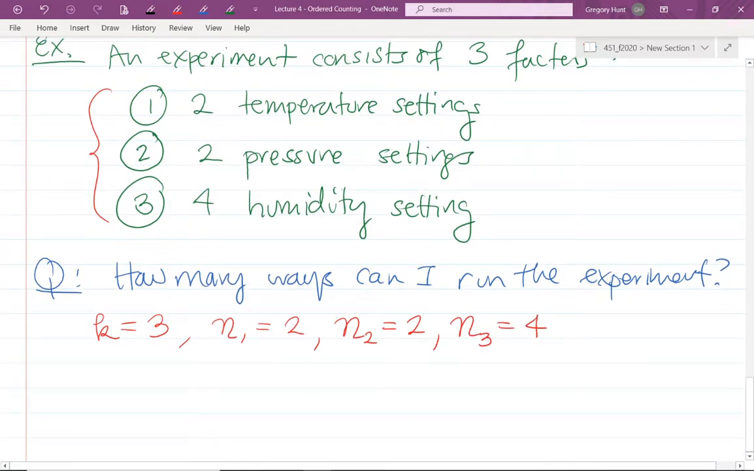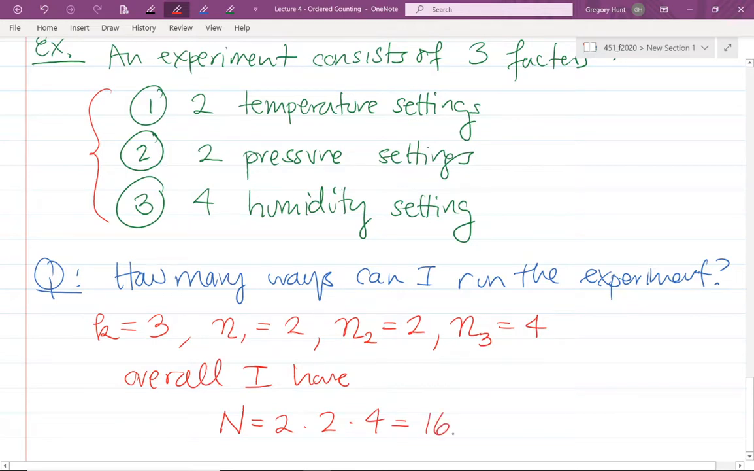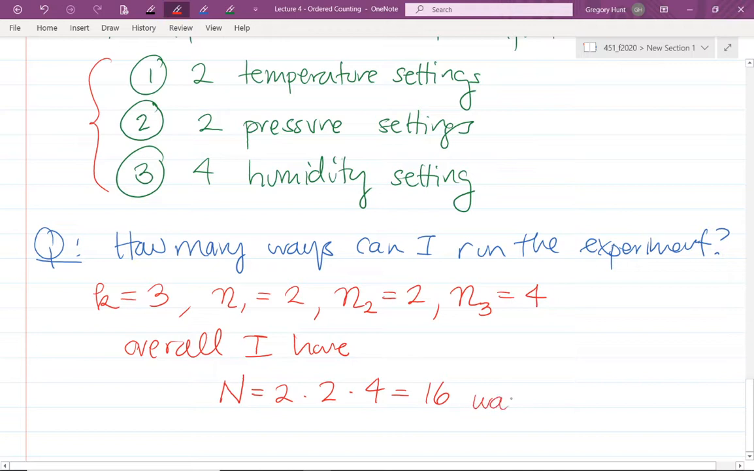So in order to run the experiment, I'm going to have to do each task, which consists of selecting temperature, pressure, or humidity setting. And so overall, I have capital N equals 2 by 2 by 4, which should give me 16 ways to choose my experiment, to run the experiment.